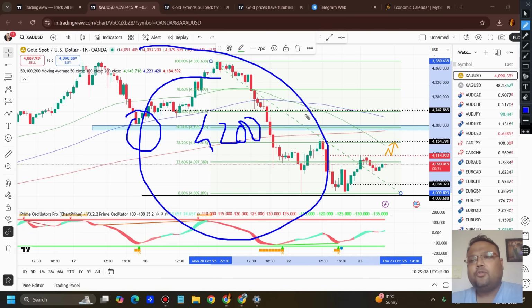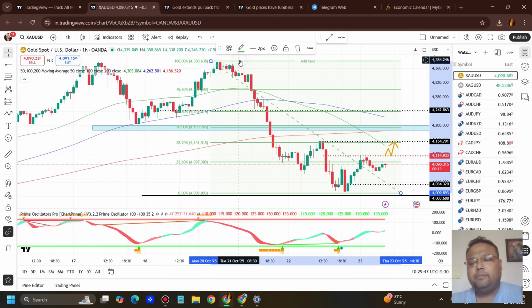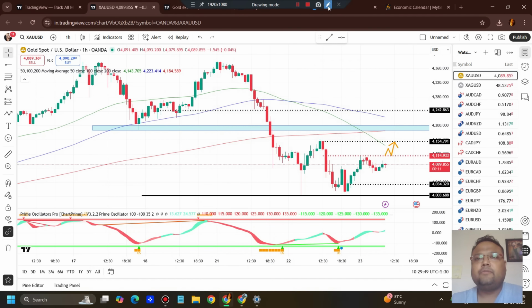We also have a level around 4242, but this is far away, so let's not talk about this level. If we need some immediate level, then you can also consider 4155.